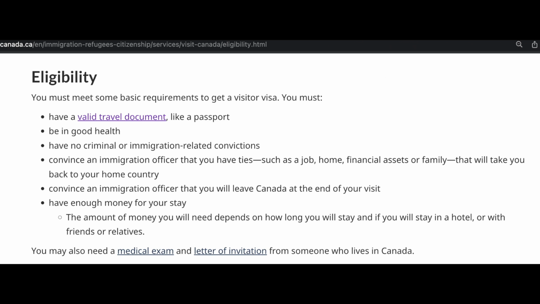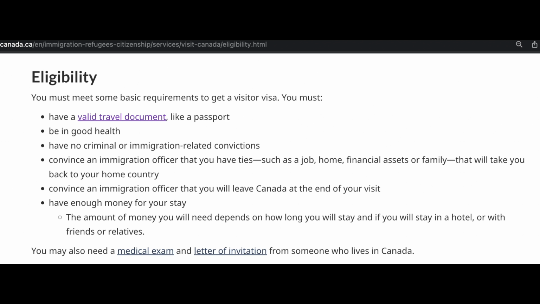Now let's talk about the eligibility criteria. There are some basic requirements that you must meet in order to apply for a visitor visa. Those eligibility requirements are that you must have a valid travel document like a passport. For example, the passport should be valid, it should not be expired, it should be legal. Also, you have to make sure of little things like that it is not expiring soon. For example, if your passport is expiring in 2 months, make sure that you first renew your passport and then apply for the document.